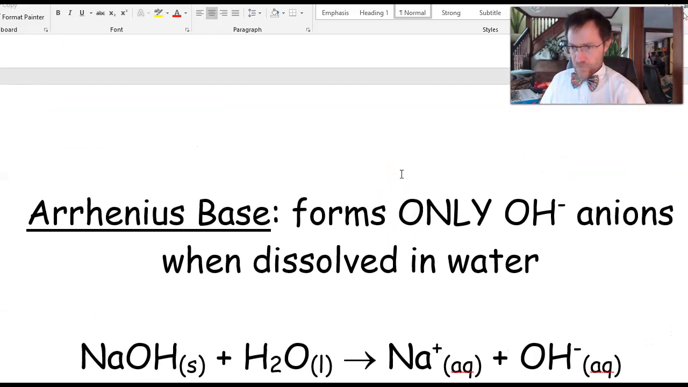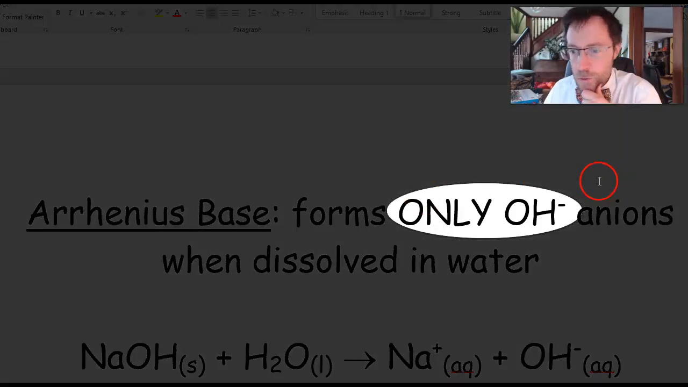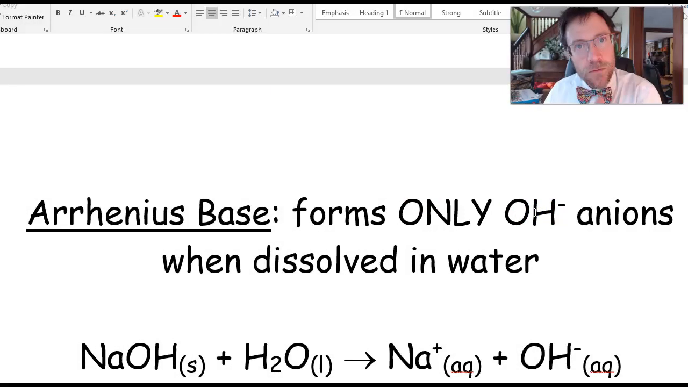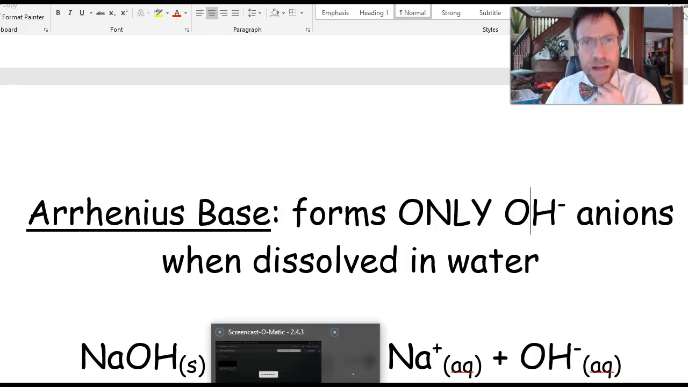All right. Arrhenius base. Well, if an Arrhenius acid is an acid that only creates hydrogens, then an Arrhenius base will only create hydroxides when you plop it in water. It seems ridiculously straightforward when you stop and think about it. You know what I'm saying?